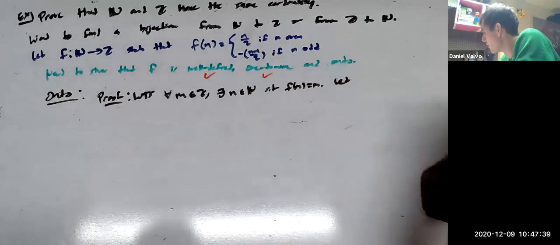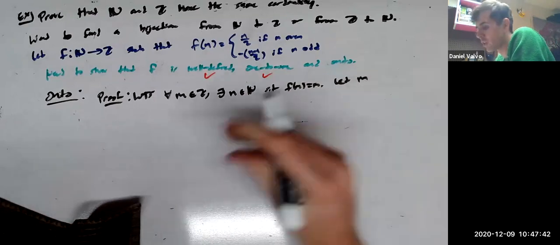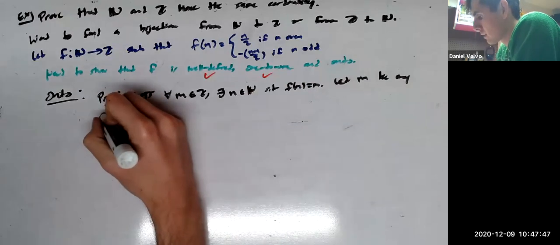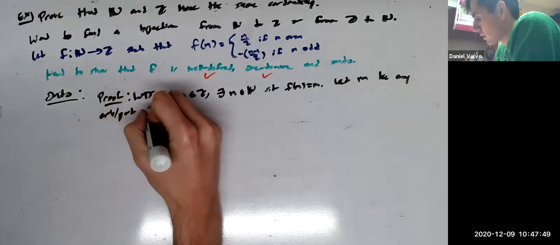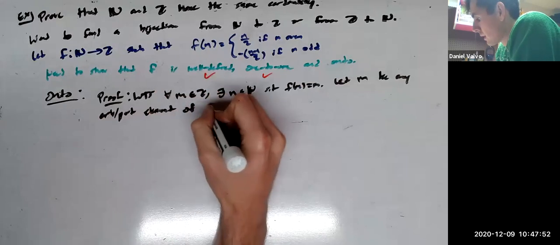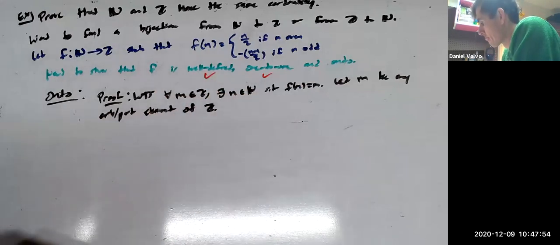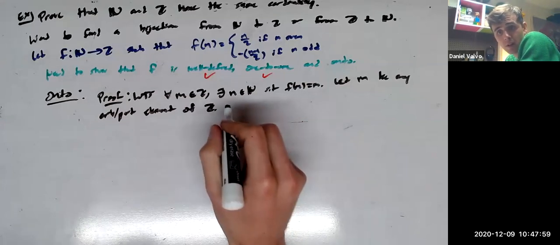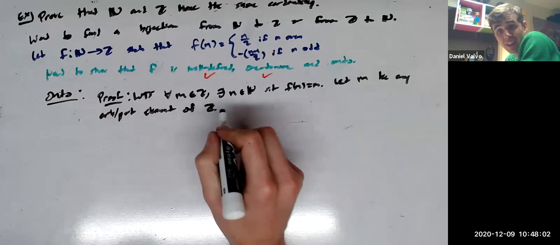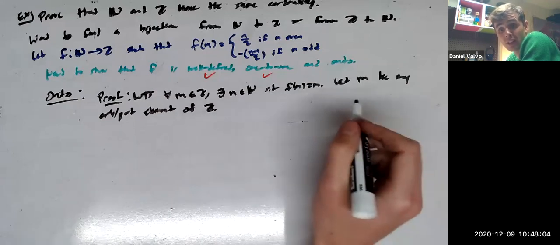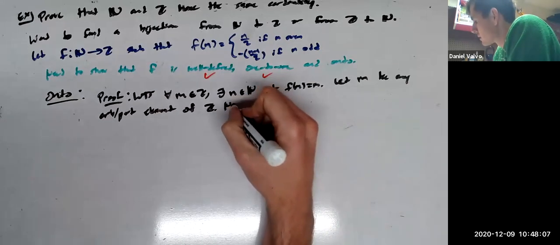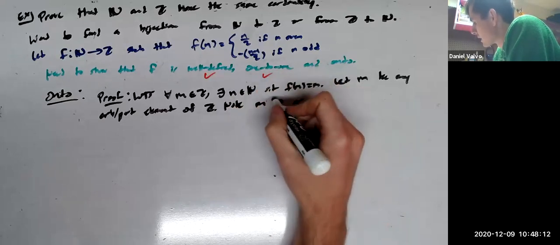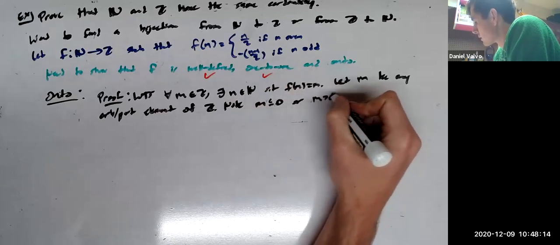So for that purpose, let m be any arbitrary, particular element of Z. Now note, if it's less than or equal to 0, we're going to have the odds do it. If it's greater than 0, we're going to have the evens do it. So note, m is either less than or equal to 0, or m is greater than 0.